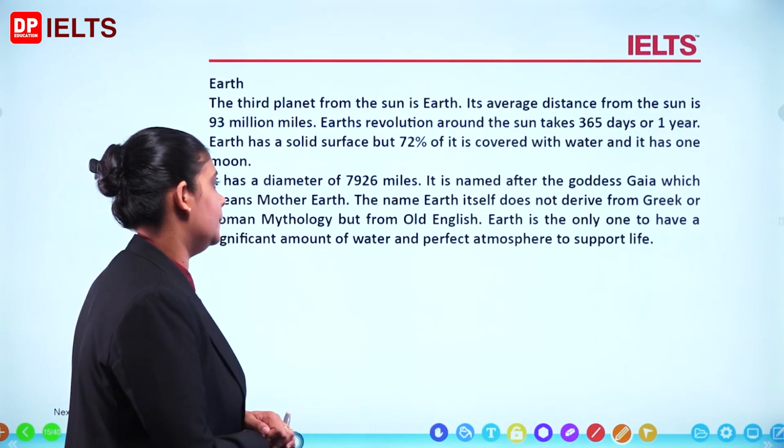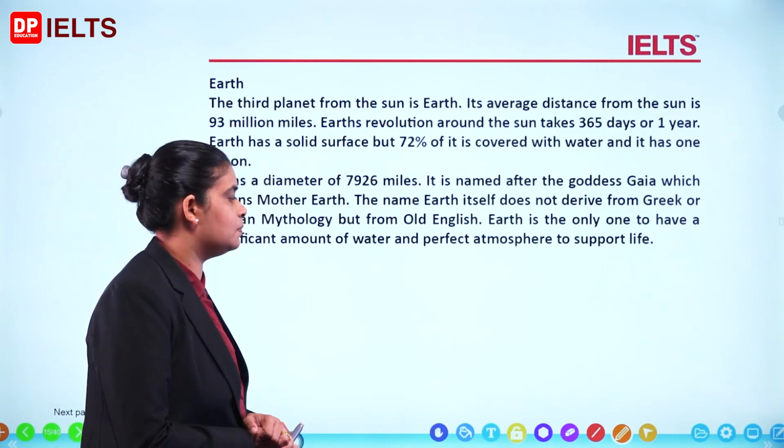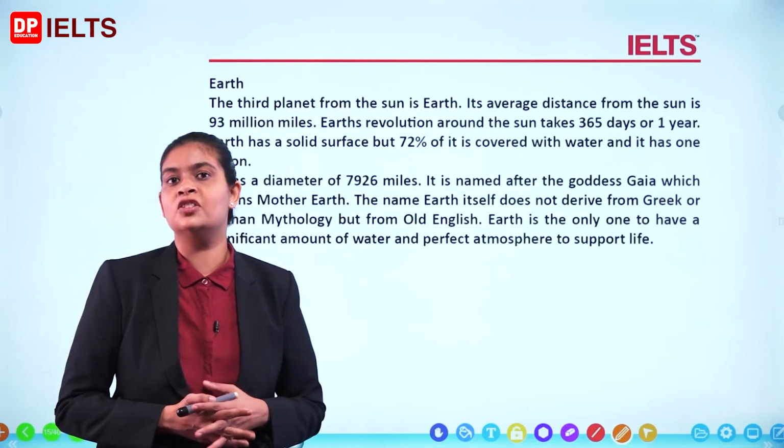Earth is the only one to have a significant amount of water and perfect atmosphere to support life. ඉතින් දැනට බලනකොට පෘථුවියේ තමයි වතුර සහ ජීවියාට ජීවත් වෙන්න පුළුවන් පරිසරයක් තියෙන එකම ග්‍රහලෝකය. Right?